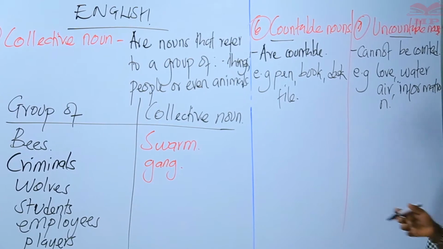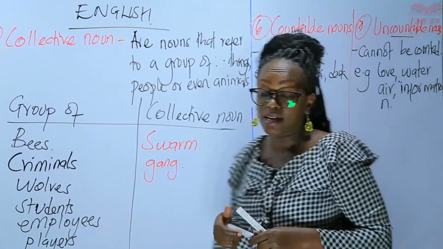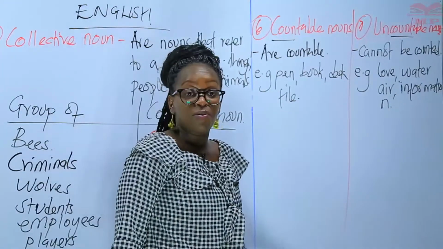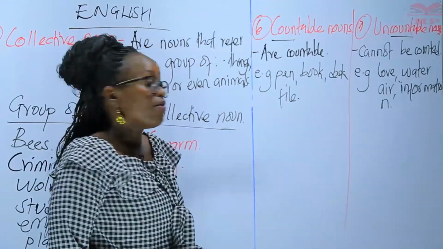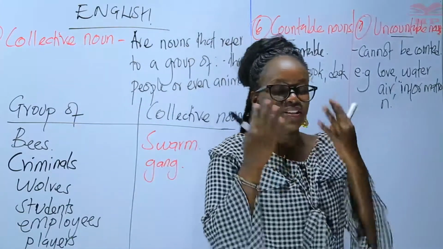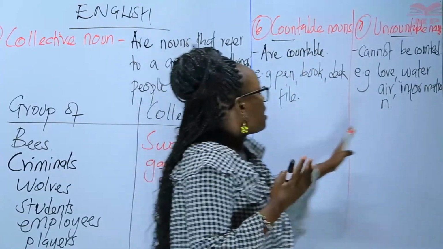These are things that you cannot count, because you cannot say I have 1 love, you cannot say I have 1 water, you cannot say I have 1 air, or you cannot say you have 1 information. So that is the most striking difference between these two.